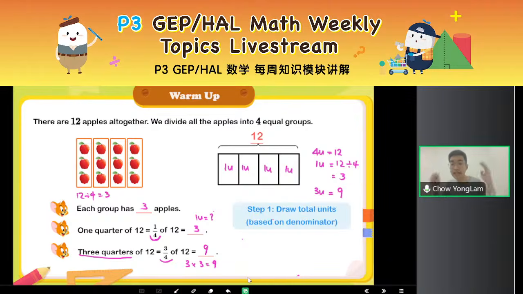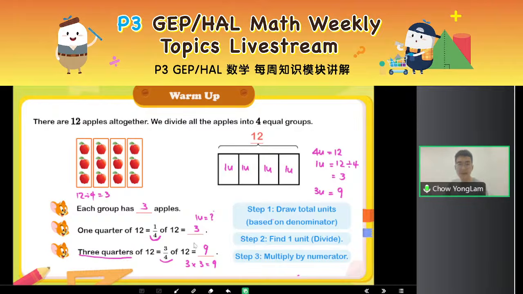Okay, so in conclusion, if you are seeing a fraction of a whole number, you will draw the total number of units first, based on the denominator. 1 out of 4 means there are 4 units in total. Then you know the total, you label the total. From there, you'll find 1 unit before you multiply by the numerator.